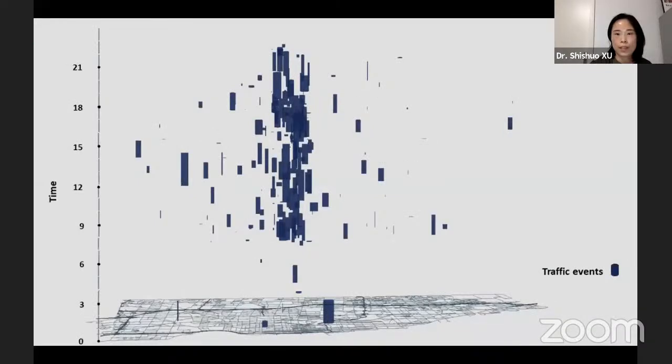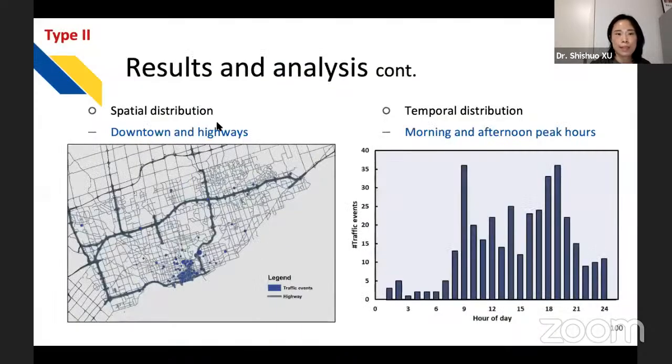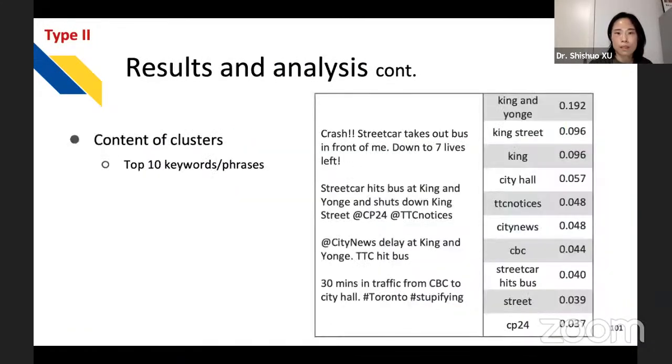Here is a spatial temporal distribution of the spatial clusters, namely the detected traffic events. To make it clear, we made a spatial distribution and a temporal distribution respectively. Here is an example showing the content of clusters, and from the keywords and their probability, it's very clear that this group of tweets refers to a real-world traffic event.